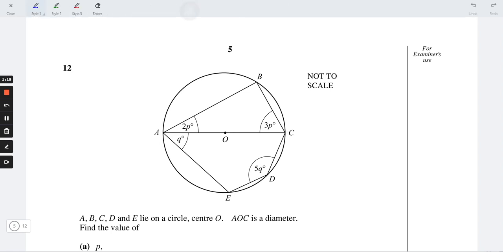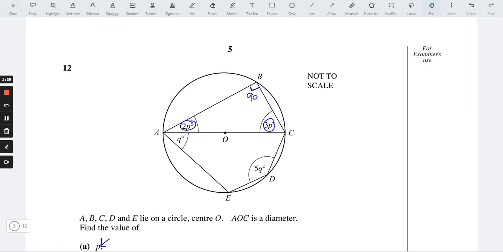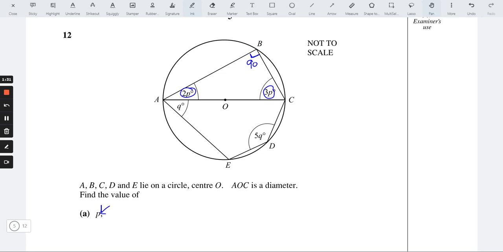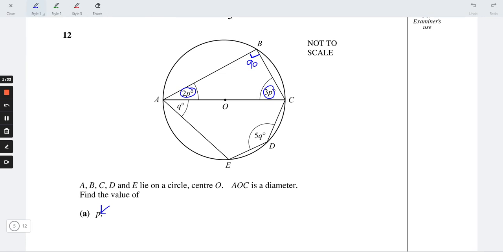Now here they need to find the angle P, so angle P, 2P here and 3P here, and the angle inside this triangle is 90 degrees because it's opposite to the diameter. So we know that angles in a triangle add up to 180 degrees. So we have 90 plus 2P plus 3P equal to 180 degrees.